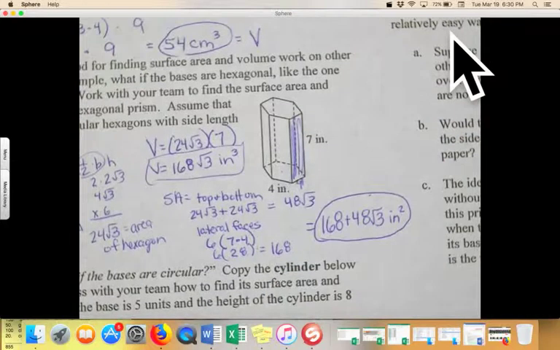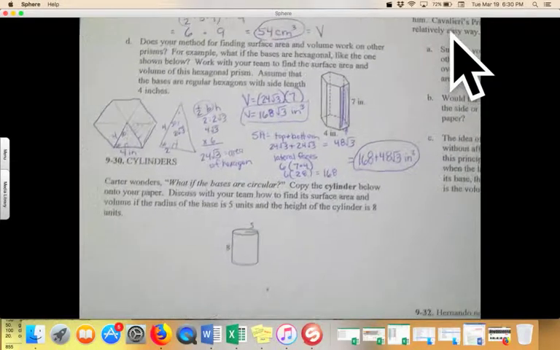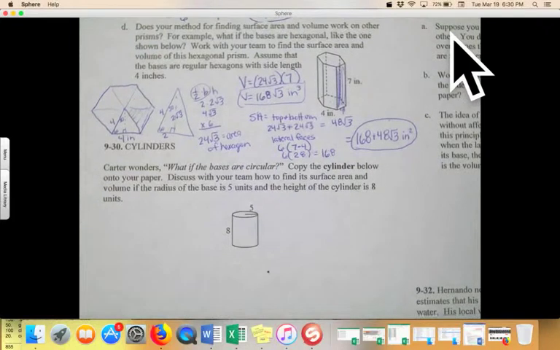Okay, cylinders. I have mentioned to my classes many times that circular figures are always going to be your easier ones. So having just done the hexagonal prism, hopefully you will see how much easier the circular figures are, because a cylinder is a circular figure.